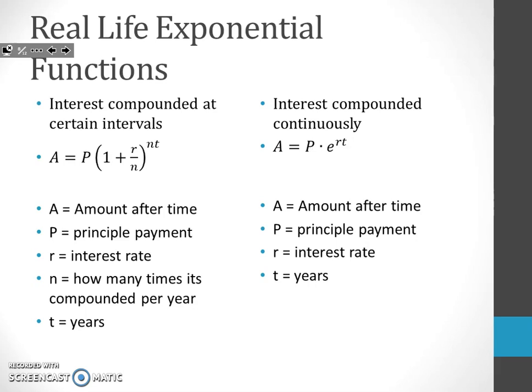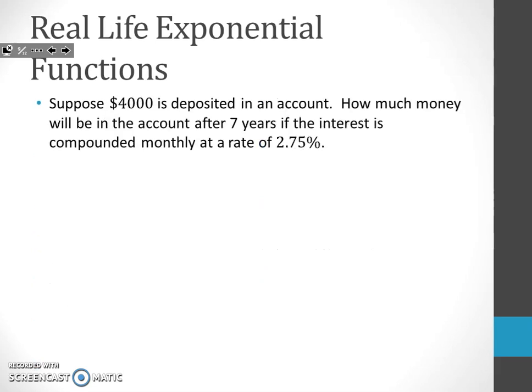All right, let's go ahead and solve some of these. Suppose we've got $4,000 deposited in an account. How much money will be in the account after 7 years if the interest is compounded monthly? It's compounded monthly, so we're going to have to use the more complex one, the one that does not involve e, at a rate of 2.75.